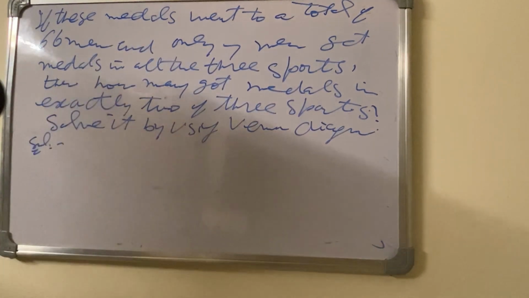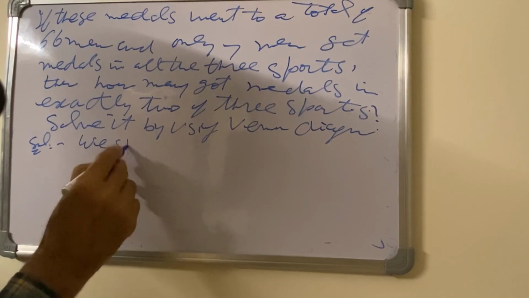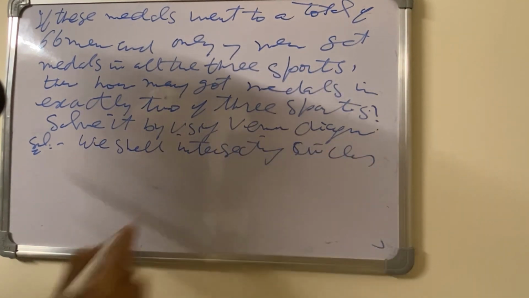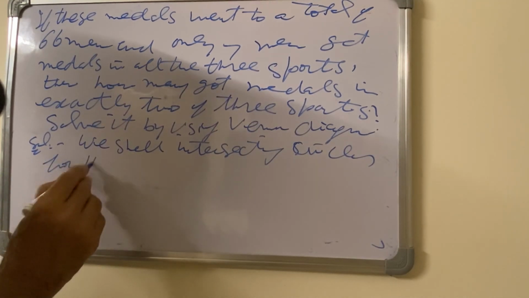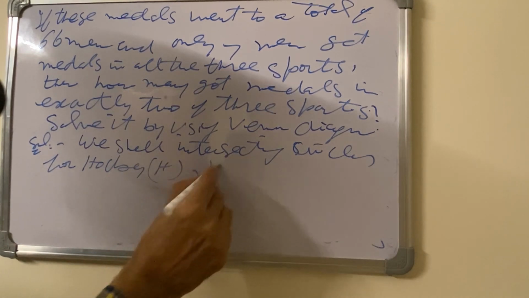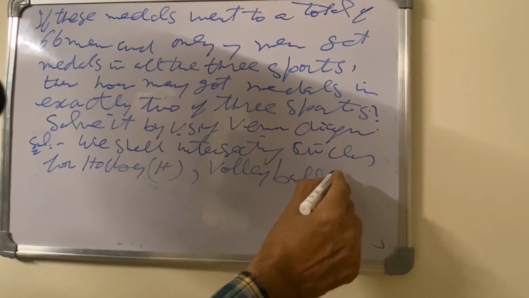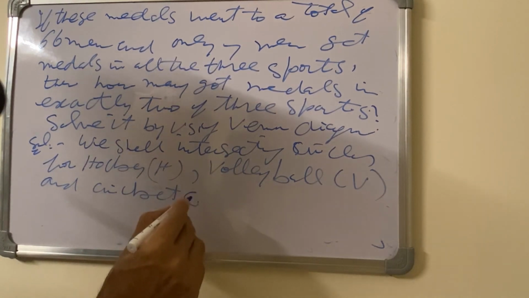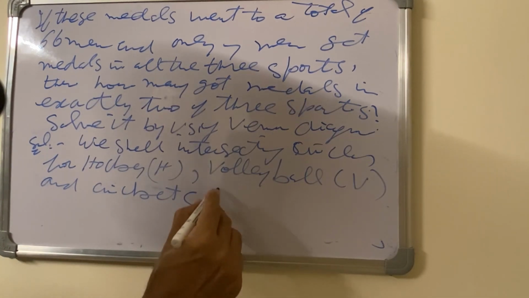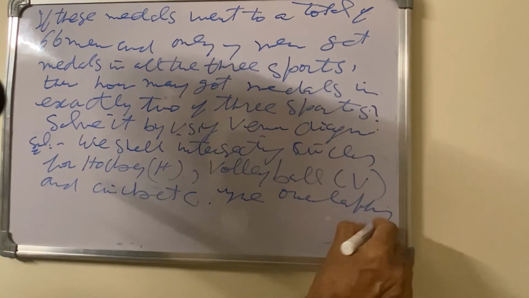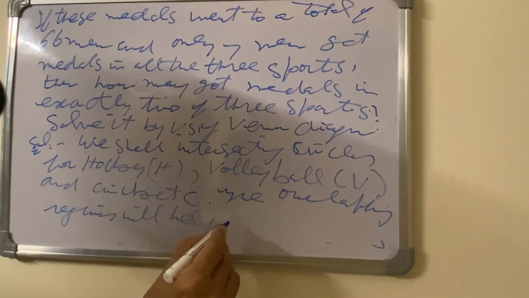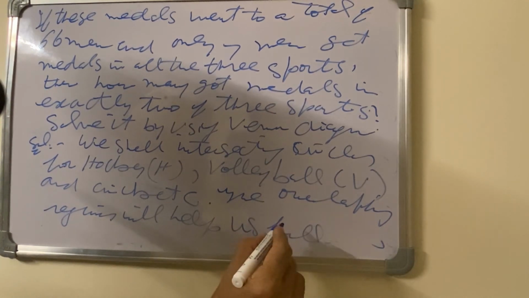Solution. We shall use intersecting circles for hockey, H, volleyball, V, and cricket, C. The overlapping regions will help us fill in the right numbers.